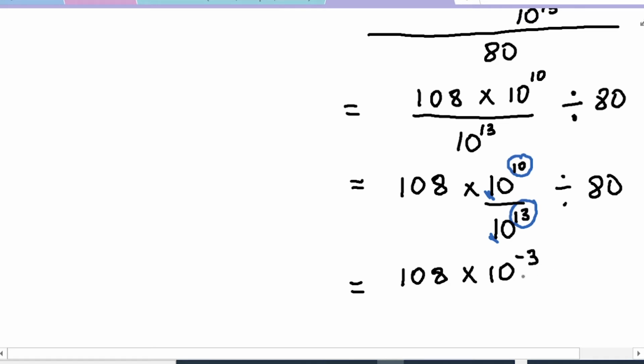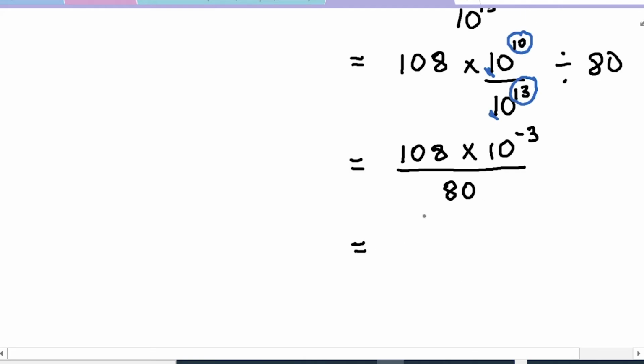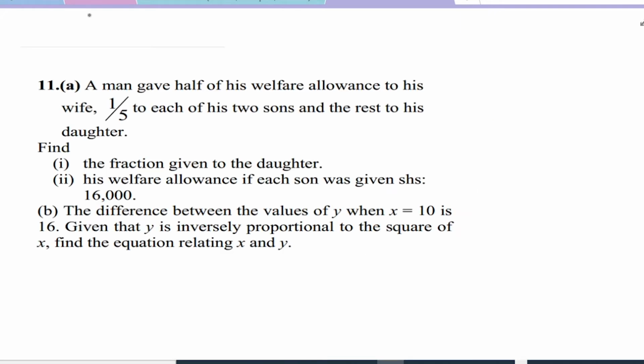Like that. Of course, this is divided by 80. Let me put it like that, divided by 80. So of course, the rest just cancels. So 108 divided by 80, we are getting 1.35. So this becomes 1.35 times 10 to the power negative 3. So we have this number, we have it in part A and part B.